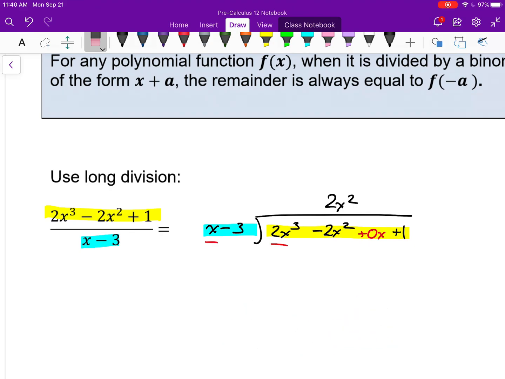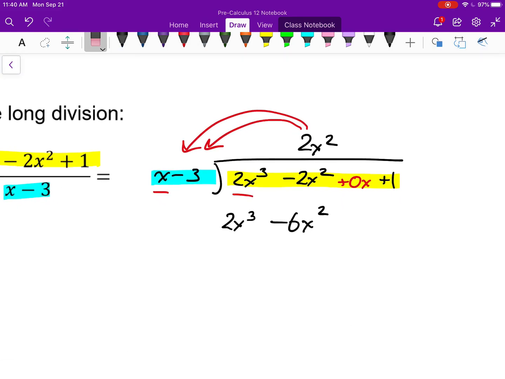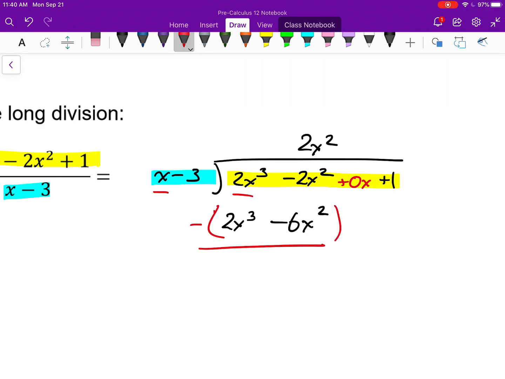Then I multiply. I multiply this by the whole divisor. There's 2 terms. So 2x squared times x is 2x cubed. And 2x squared times negative 3 is negative 6x squared. So what's next in our algorithm? Next we subtract. We subtract all of this from what's above it. Now, got to be a little bit careful. The first part, 2x cubed minus 2x cubed is 0. That's easy. We got to be careful right here. Minus 2x squared minus a negative.